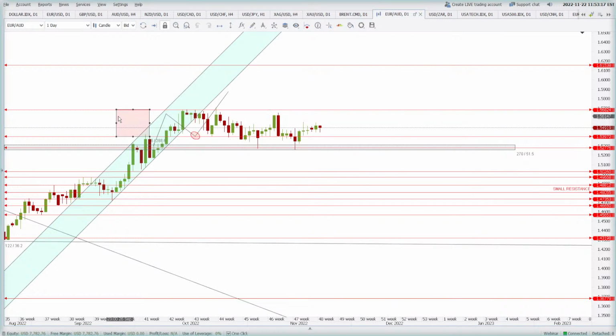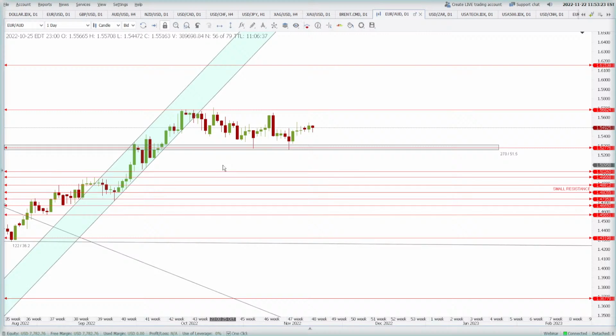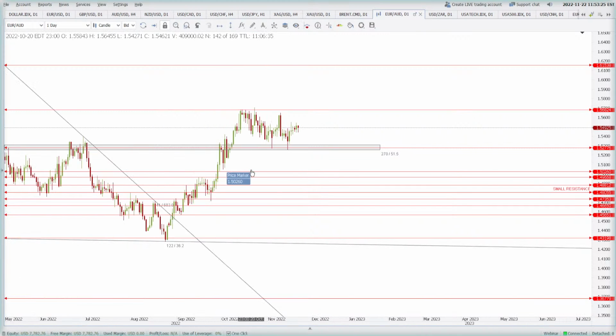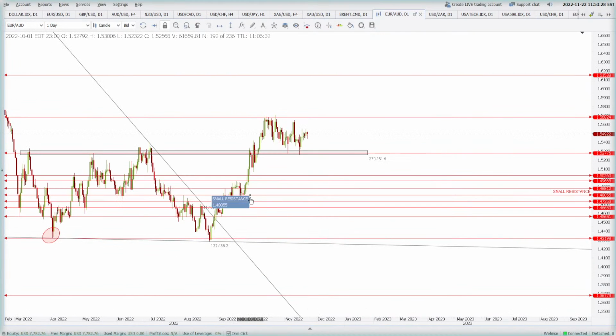All right, this was the previous range, so I'm just removing this range, I'm removing this also, I'm removing this, everything, and this channel is broken. So now what is happening here? You see the price broke out of this, got resistance here, came back, took support.